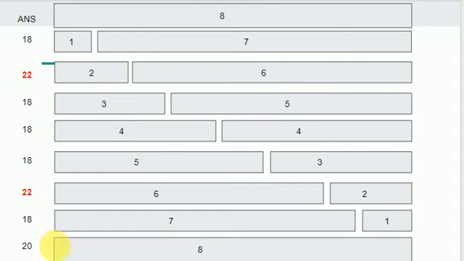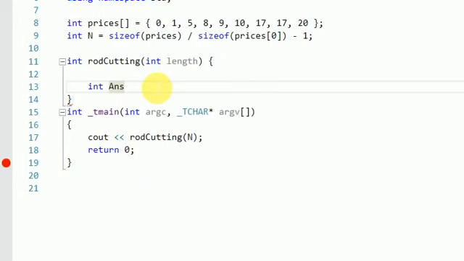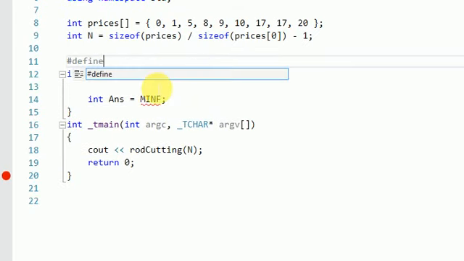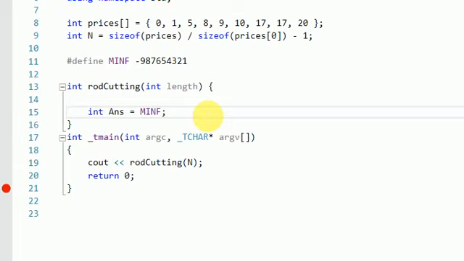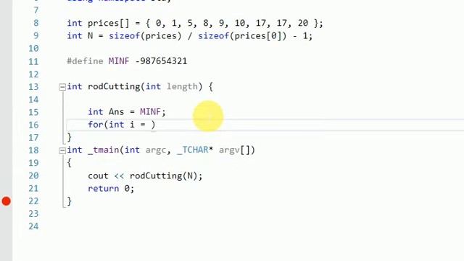Till the end of the states, you process all the states' answers and compare with the current maximum answer, and you update if it is bigger, else you won't update. And after completing all these states, you will return the answer. The answer is 22. Right? So let's write that. Let's define answer as minus infinity, defined as minus 987654321.